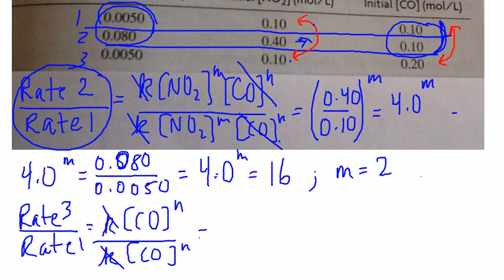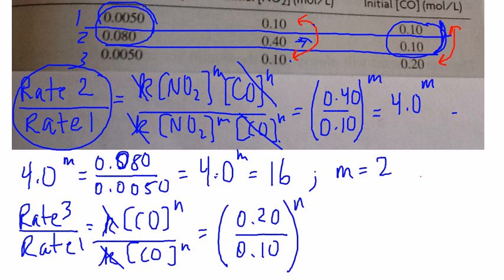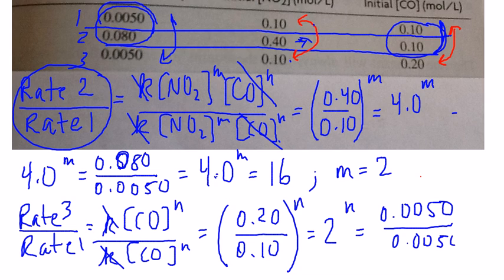The k's cancel, and the CO in reaction 2 is 0.20. The CO in reaction 1 is 0.10, and they're raised to the n power. 0.2 divided by 0.1 is 2 raised to the n power, and that's equal to, hey, hold on a second. The rate 3 is 0.0050, and the rate 1 is 0.0050 also.